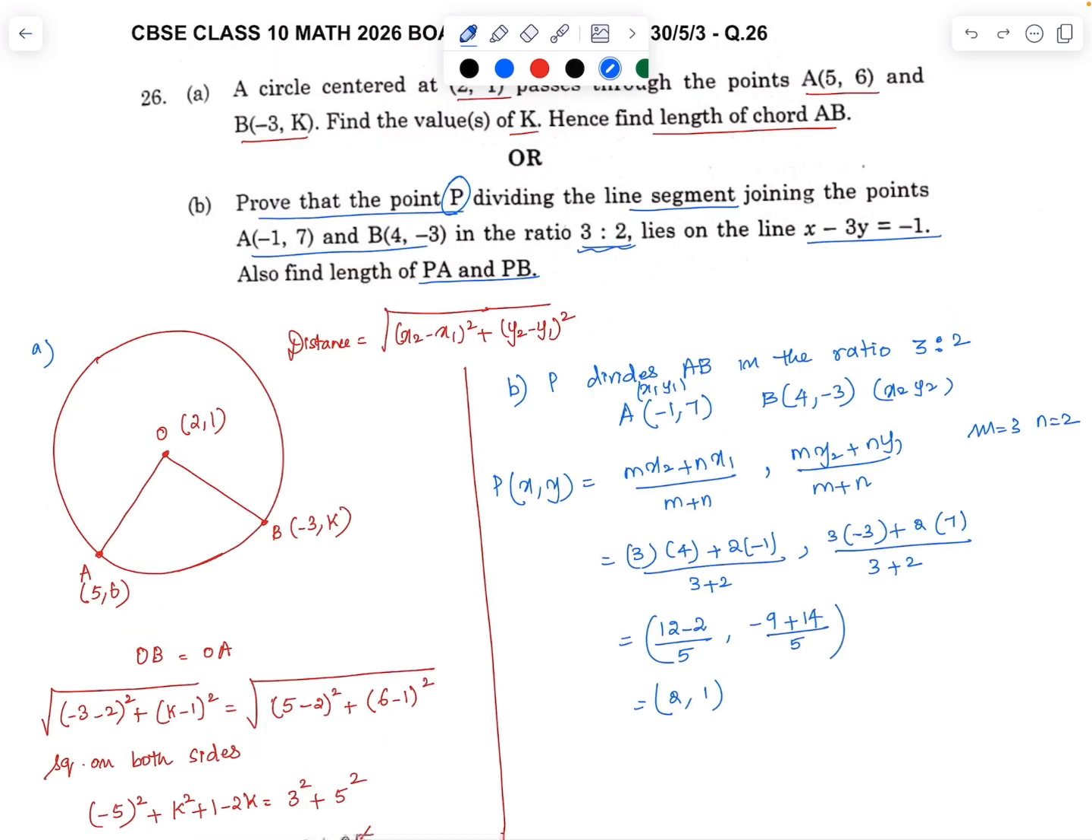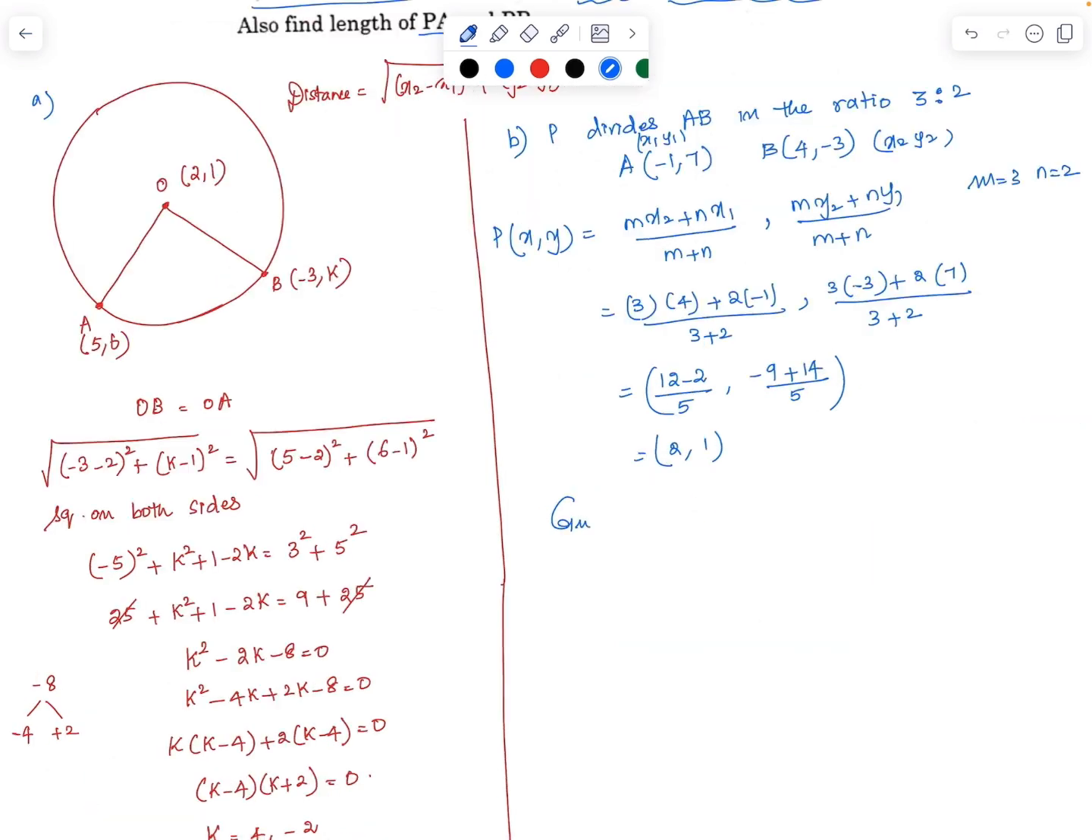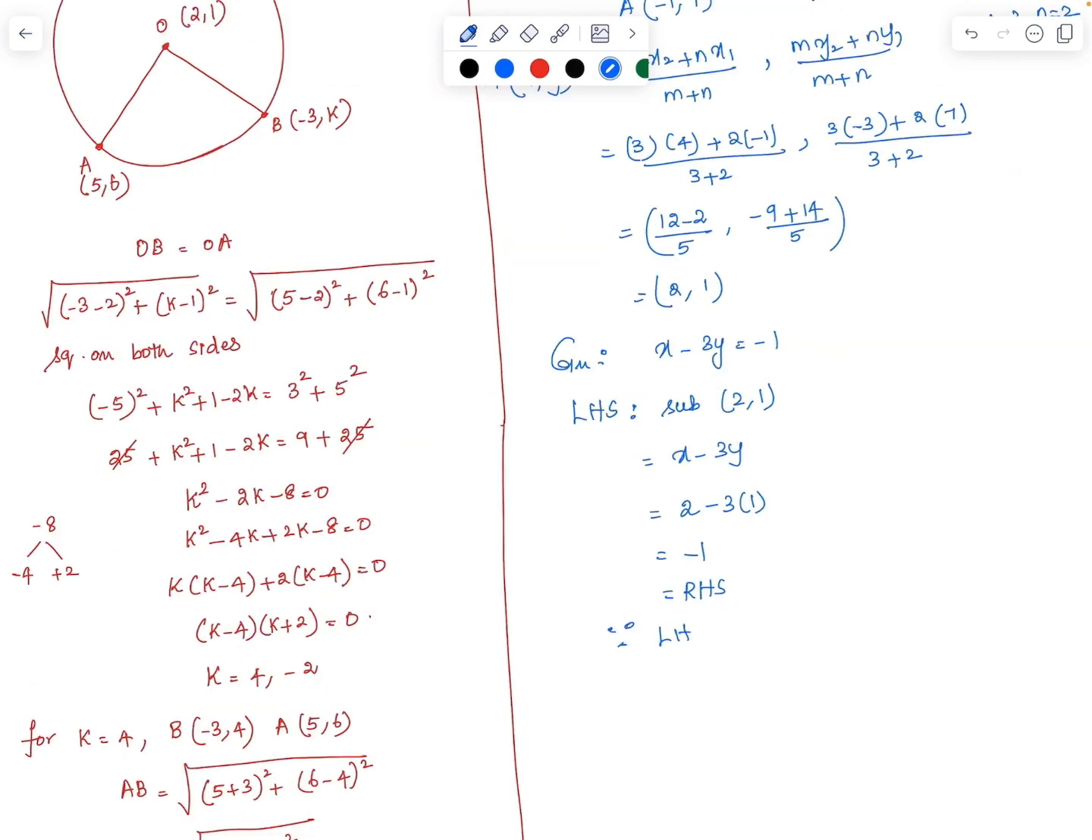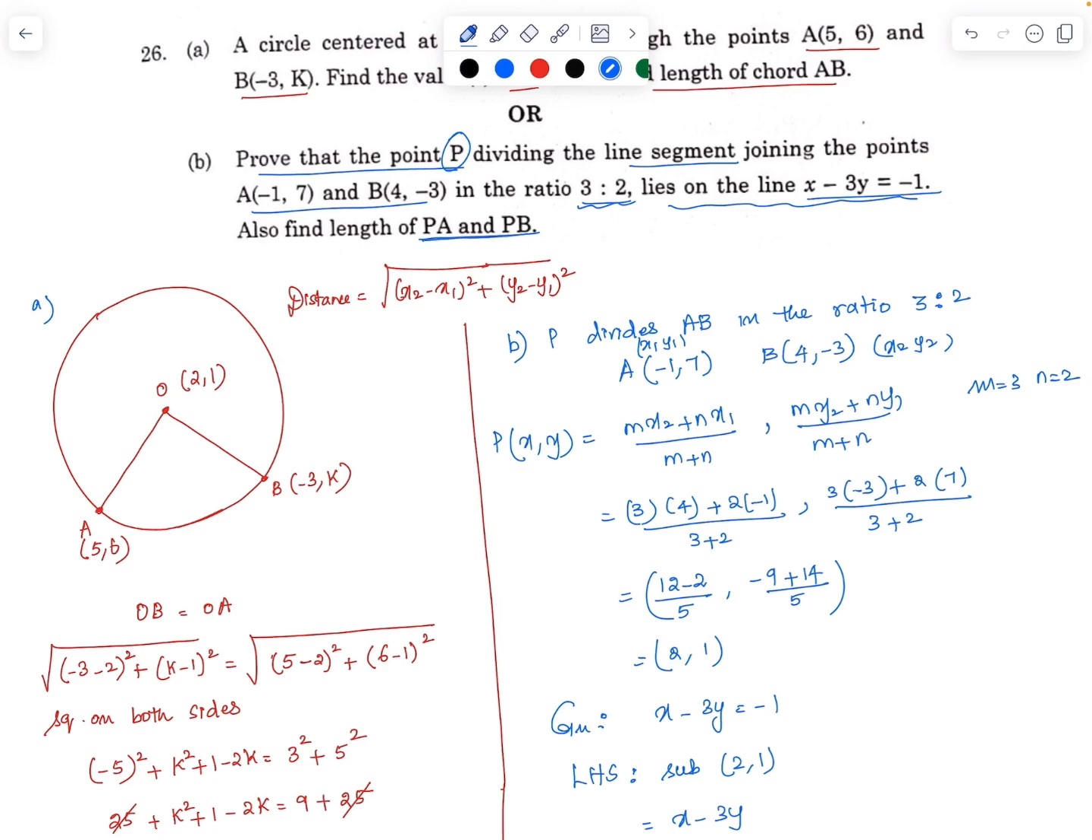Question says prove that the point P lies on the line x minus 3y is equal to -1. So we have to substitute this (2, 1) in the given equation, and we have to see whether it is satisfying that equation or not. The given equation is x minus 3y is equal to -1. Let's take the LHS and substitute (2, 1). We get 2 minus 3 times 1, which is -1. This is nothing but RHS. Since LHS is equal to RHS, the point P lies on this line. Hence proved.